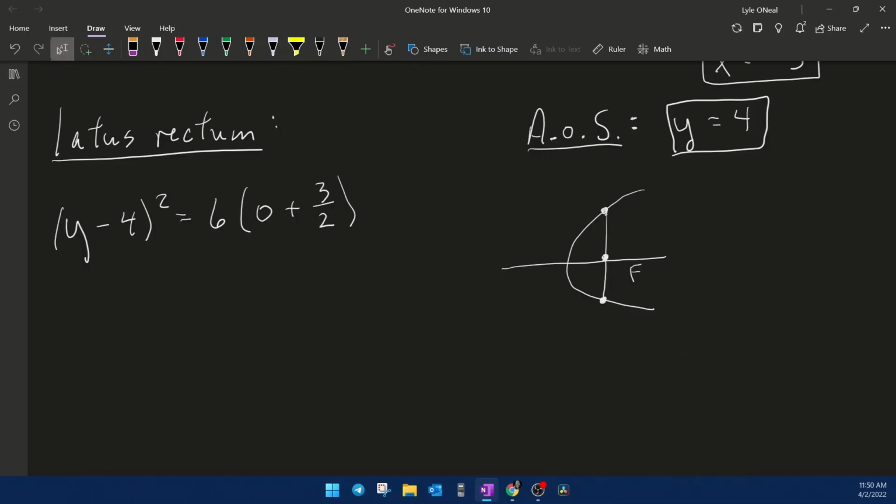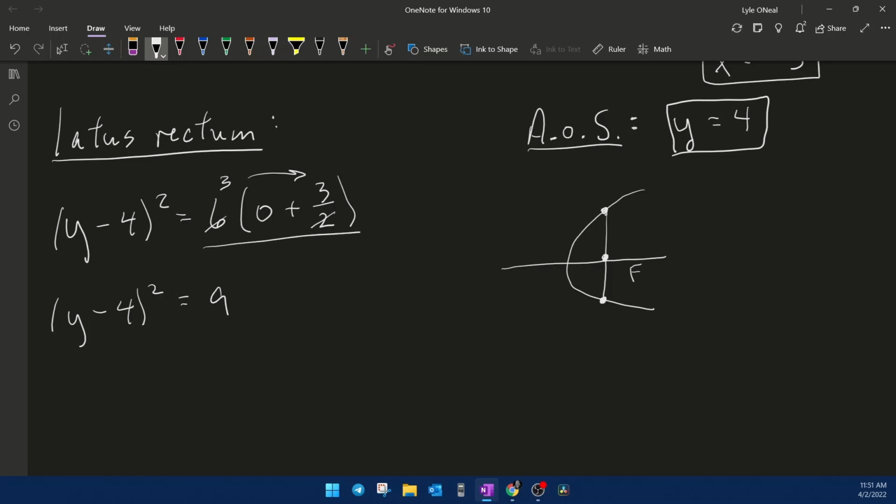So we want to come back to our equation in standard form and replace x with 0 and solve for y. All right, so here we have our standard form of the equation of the parabola with x replaced with 0. And now we're going to solve for y to get our latus rectum endpoints. So 0 plus 3/2, well, that's just 3/2. 2 goes into 6 3 times. 3 times 3 is 9. And so that'll give us y minus 4 squared equals 9.